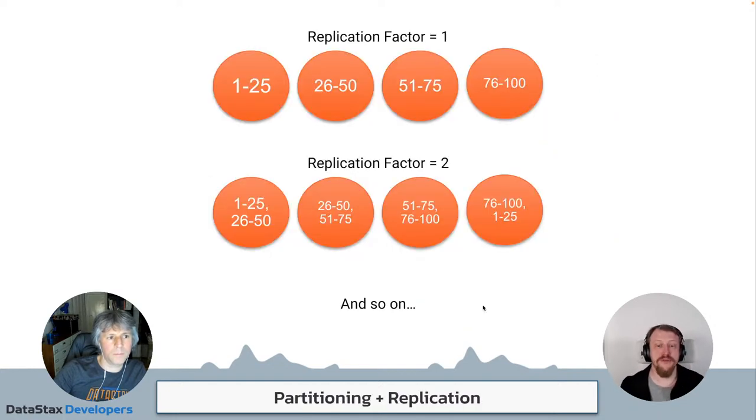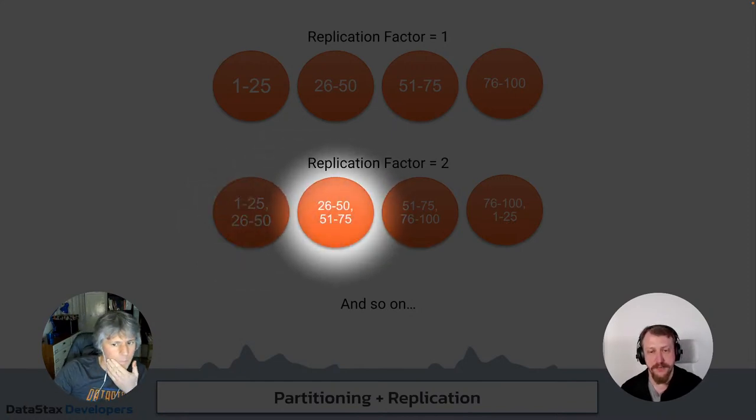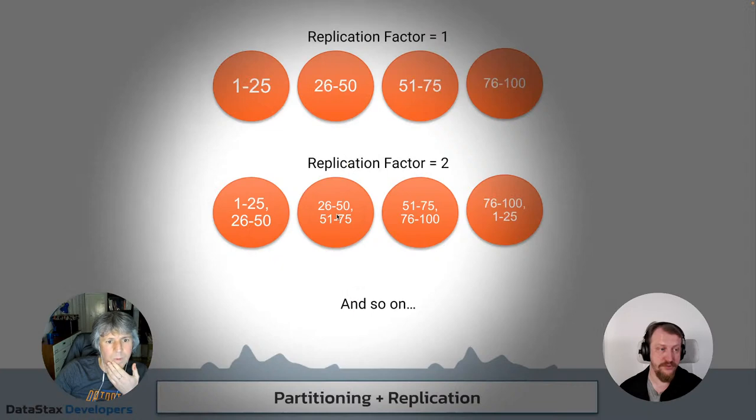Then joining it all together, partitioning and replication. It's a very easy idea. Each server is responsible not for a single token range, but for multiple token ranges for different partitions. So for example, with replication factor two, this server will be responsible for its own token range and the token range of its neighbor, and so on and so forth.